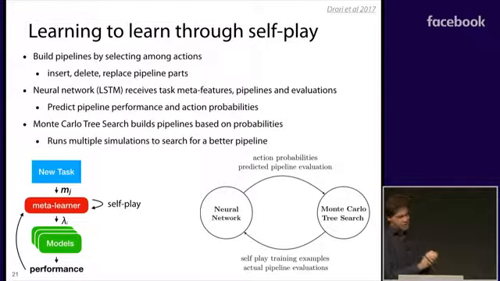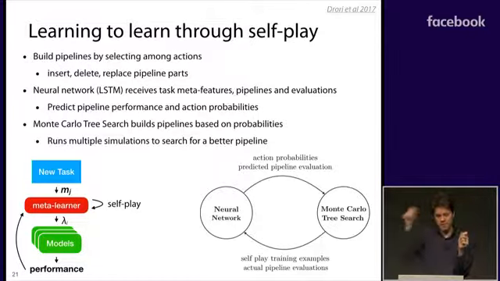Another interesting approach is building pipelines through self-play. Here again, you build pipelines by inserting, deleting, and so on. But you start off with a number of trees that are randomly generated. You evaluate them, and then you train a neural net to predict how well a configuration is going to work. Then this neural network also predicts some actions you want to take, like adding a component or removing a component.